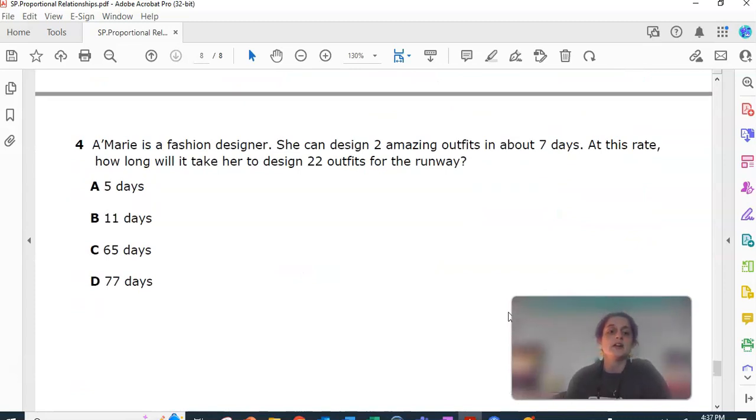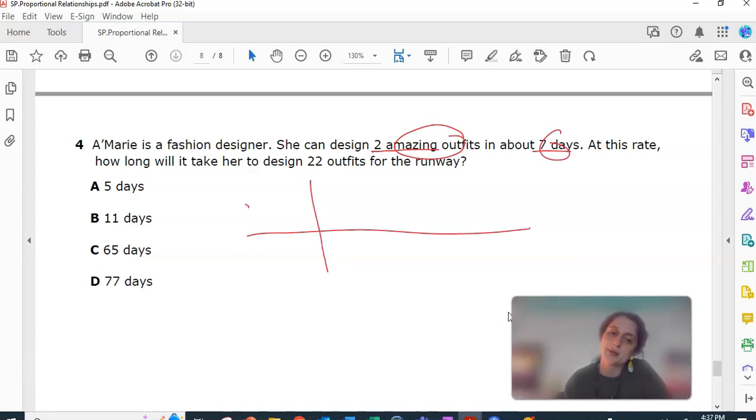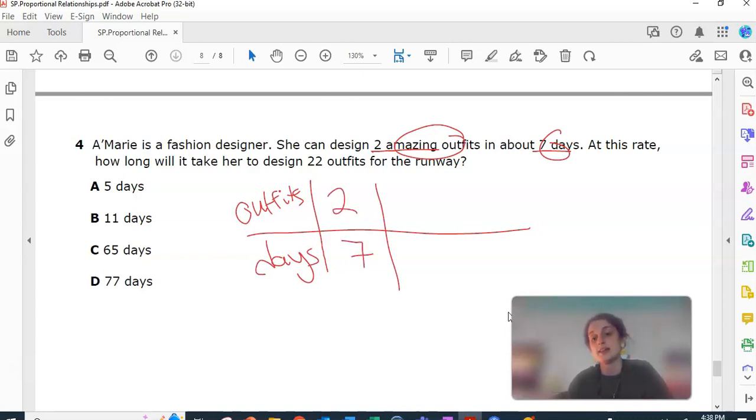On the back, we have a fashion designer. Amarie is a fashion designer, and she can design 2 amazing outfits in about 7 days. It takes a lot of work. So those are our 2 numbers. They're in the same sentence, so they're a ratio together, which means that our 2 units are amazing outfits and days. Before I even read the rest of the problem, I'm going to set up my table and put in the ratio from that sentence. Now you can include the next number in the next sentence. Make sure that you match it appropriately and look for a relationship.